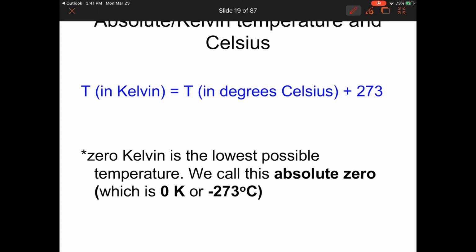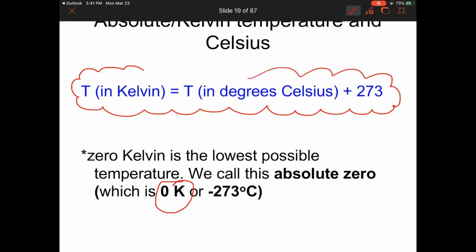So now we're imagining the coldest possible temperature, and we're going to call that one 0 Kelvin. We don't use degrees, we just say 0 Kelvin. How cold is that in Celsius? It is negative 273 degrees Celsius. So the conversion is quite simple. We can do one quick example, and it is not difficult at all.